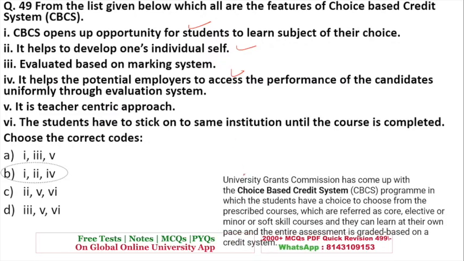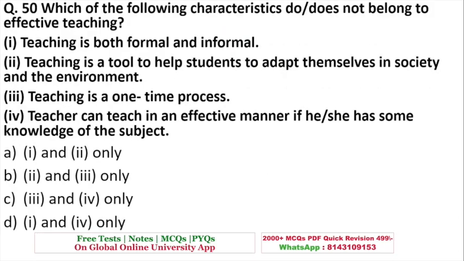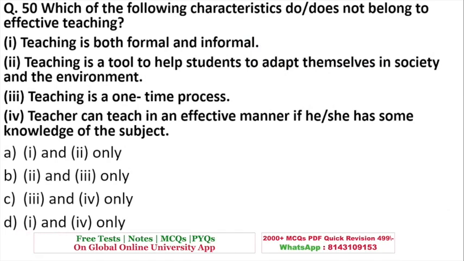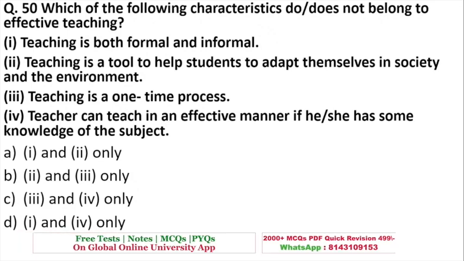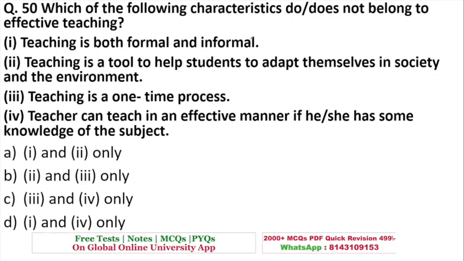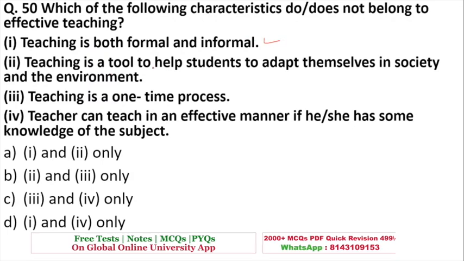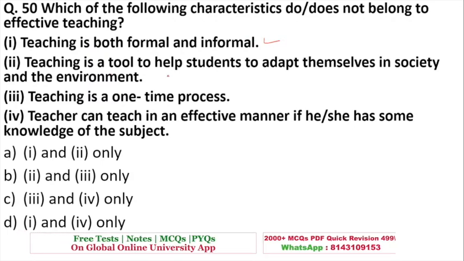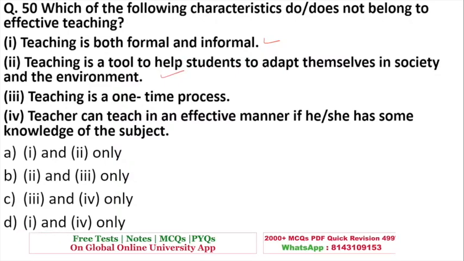This is something about CBCS you can read over here. Which of the following characteristics do or do not belong to effective teaching? Teaching is both formal and informal. So this is a characteristic. Teaching is a tool to help students adapt themselves in society and environment. Yes, this statement is also true. This is a characteristic of effective teaching.